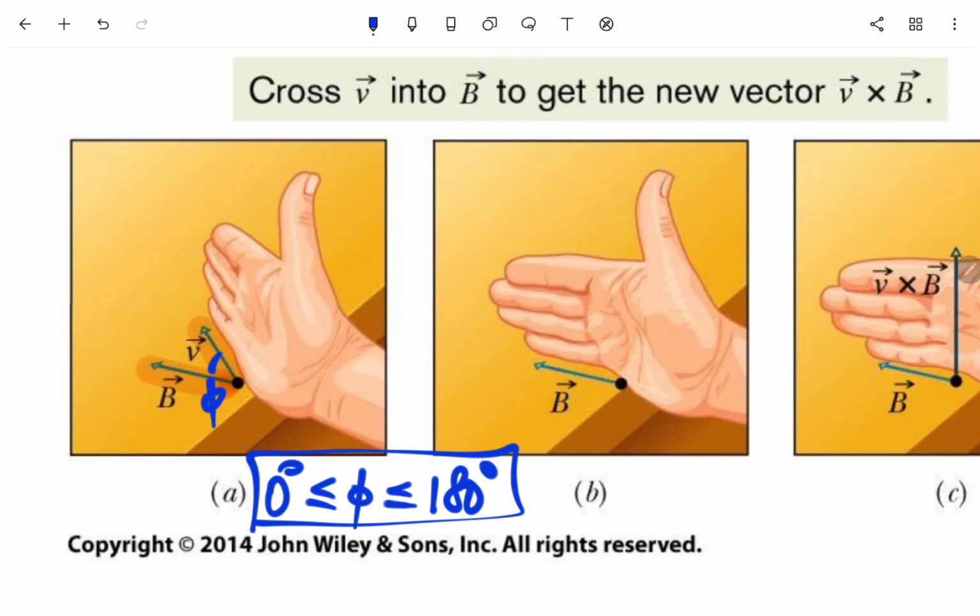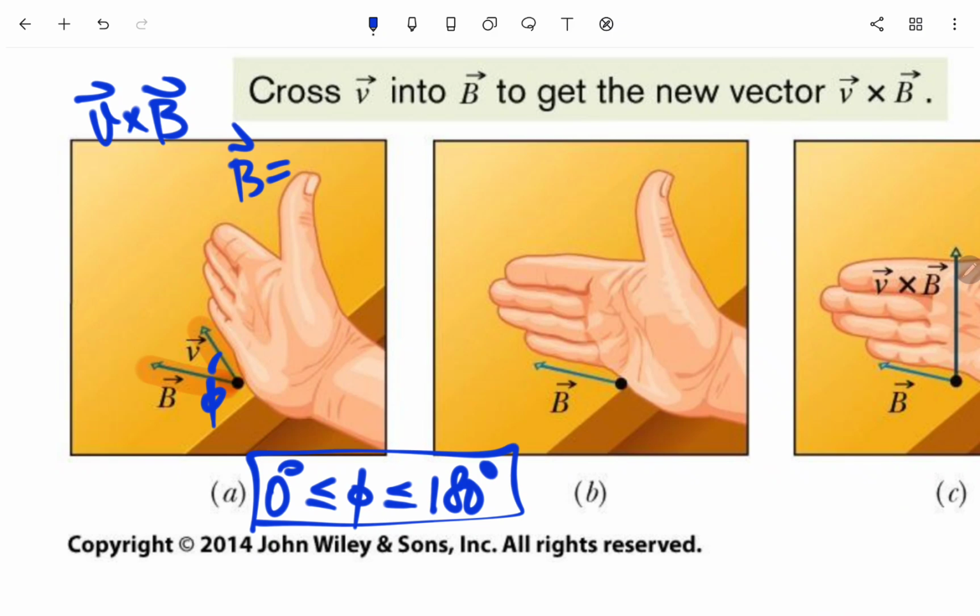Which means that you use your four fingers, pointing in the direction of V. So here we have V cross B. For this cross product, the order is important. V cross B and B cross V are not the same.